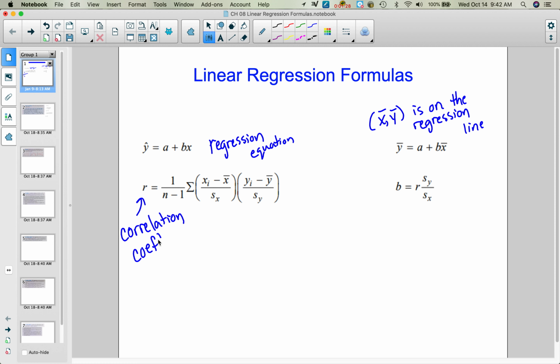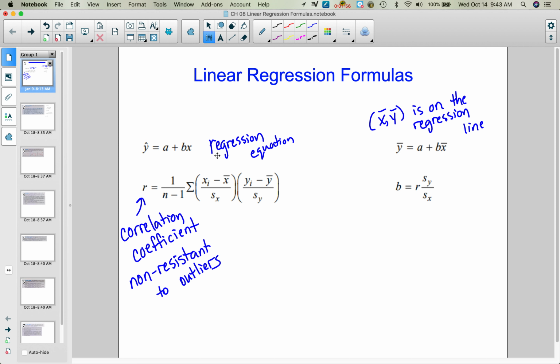The good news is I've never seen an instance where you have to use this formula. However, notice that it uses x bar, it uses the mean for both x values and y values to calculate it, which is why the correlation coefficient is non-resistant to outliers. And that's because so is the mean. It's affected by outliers, so will be the correlation coefficient.